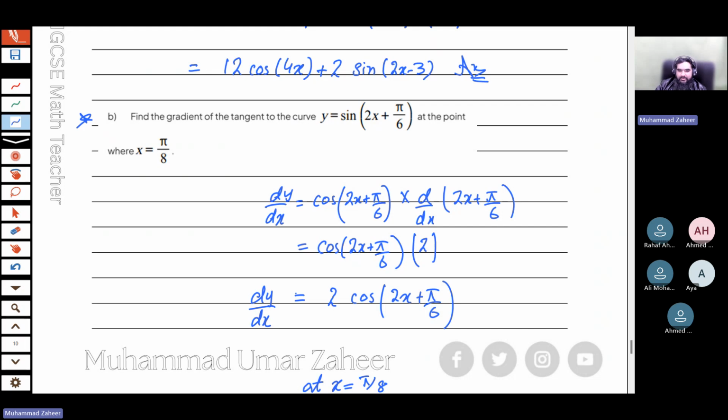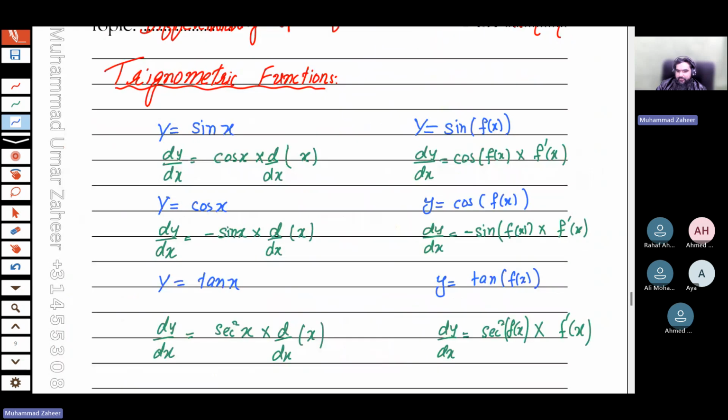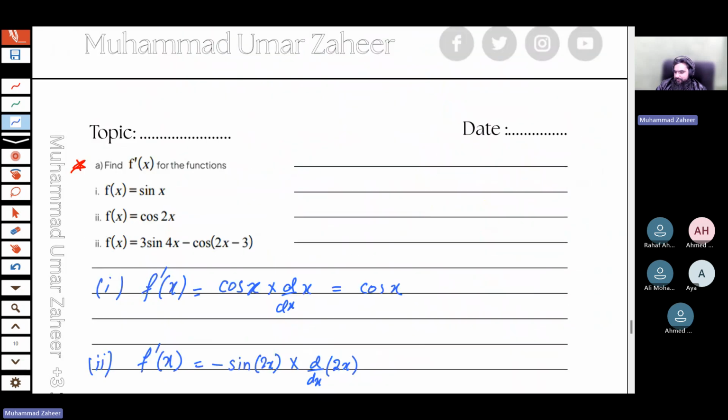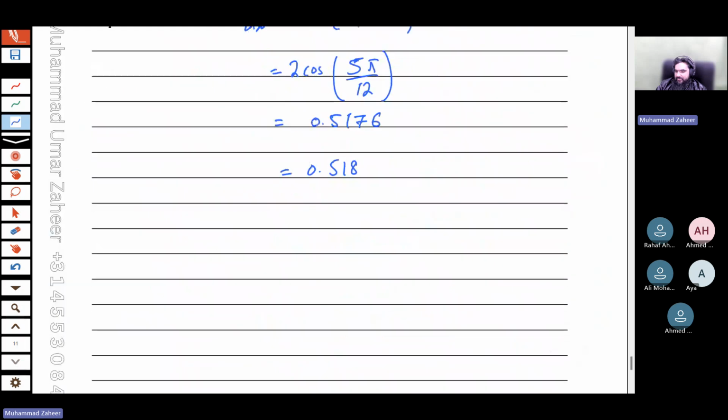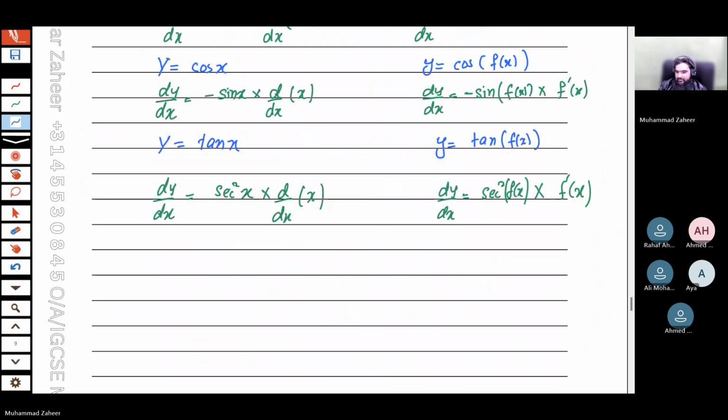Any question till here? So this is all about how you take the derivative of trigonometric functions. Now let's talk about differentiating e power x and natural log of x, that is, the differentiation of exponential and logarithmic functions.